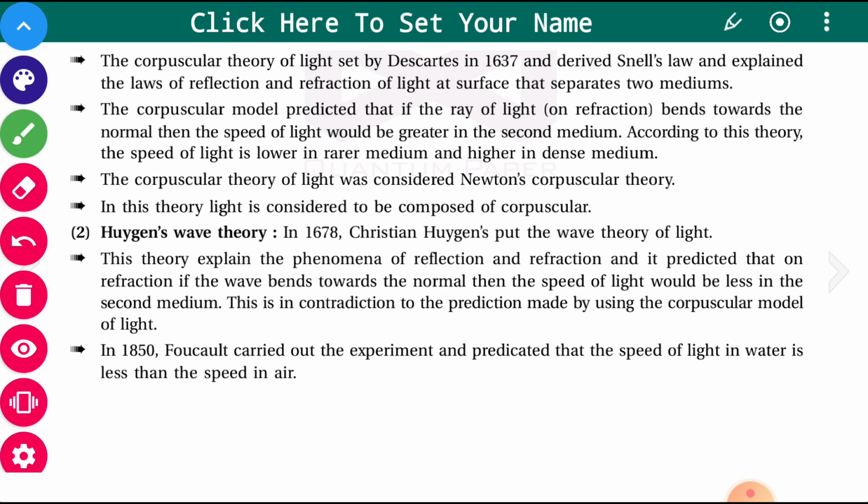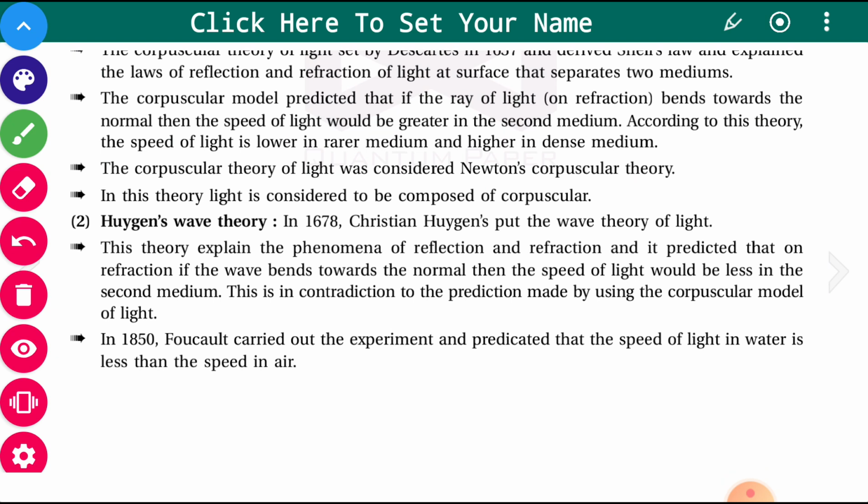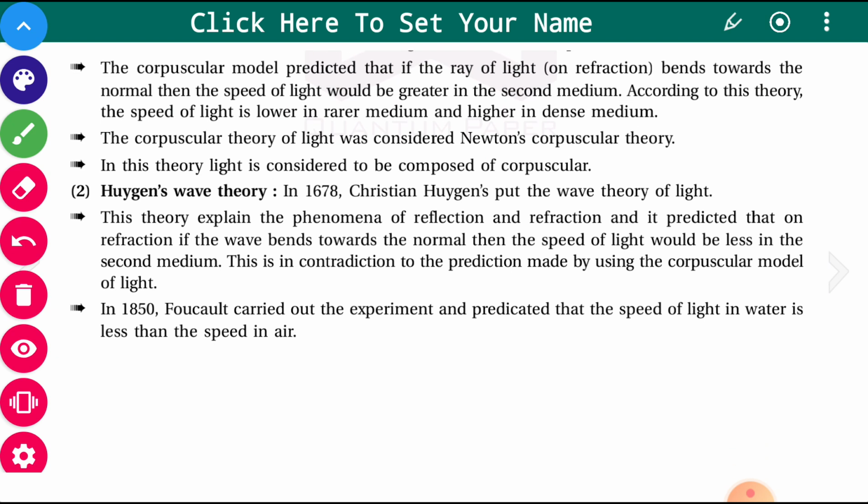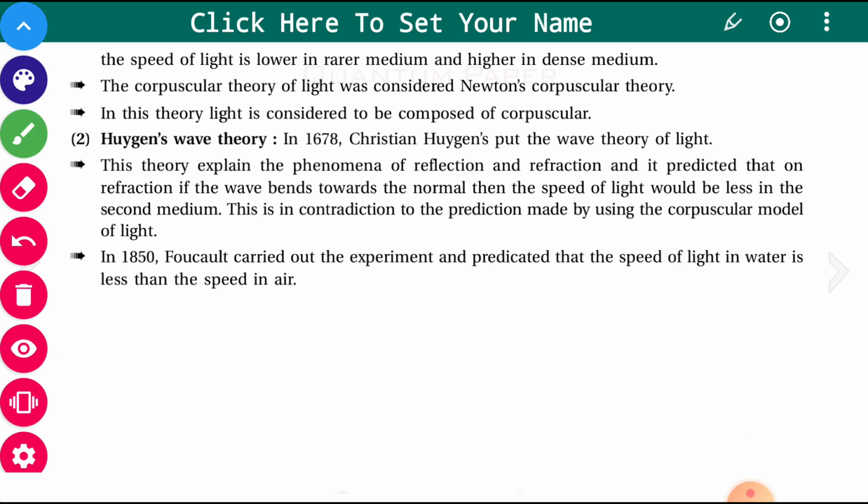This model predicted that if the ray of light bends towards the normal, then the speed of light would be greater in the second medium. According to this theory, the speed of light is lower in rarer medium and higher in the denser medium. This theory of light was considered Newton's corpuscular theory. In this theory, light is considered to be composed of corpuscles.